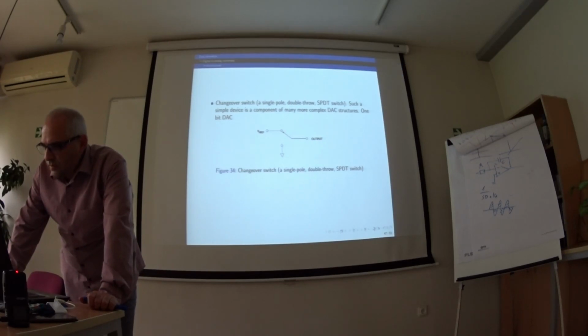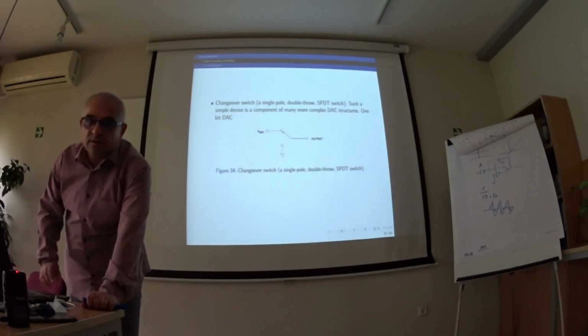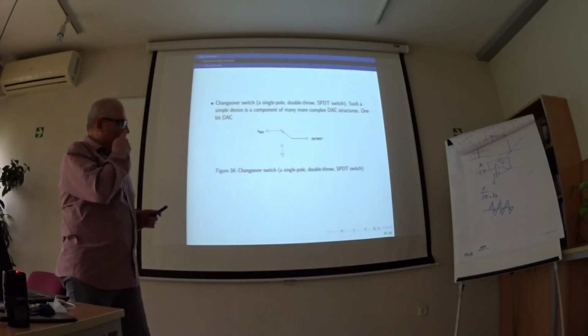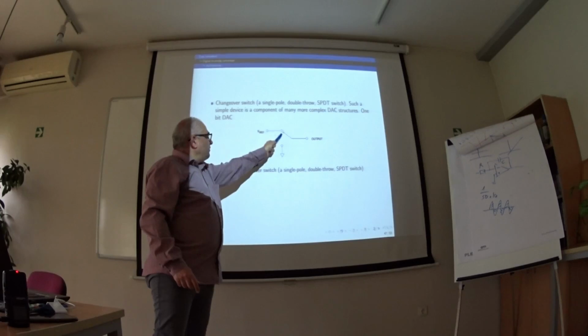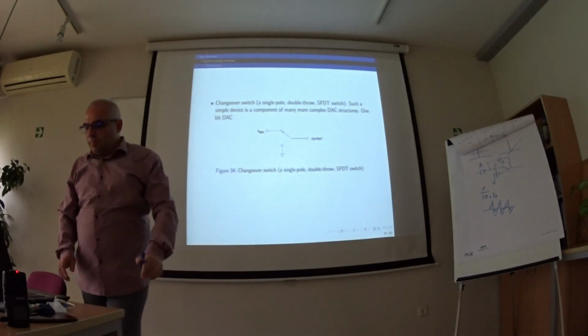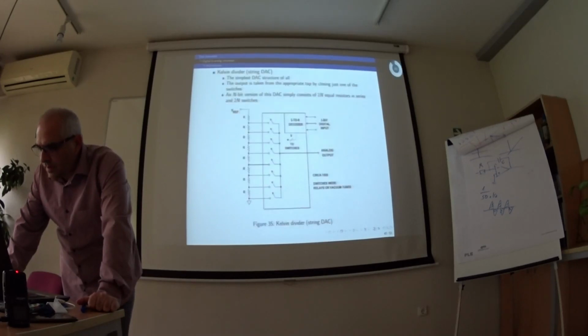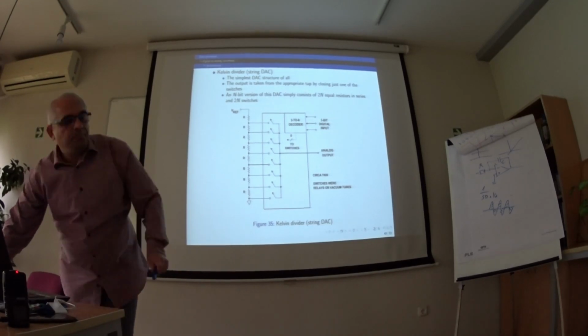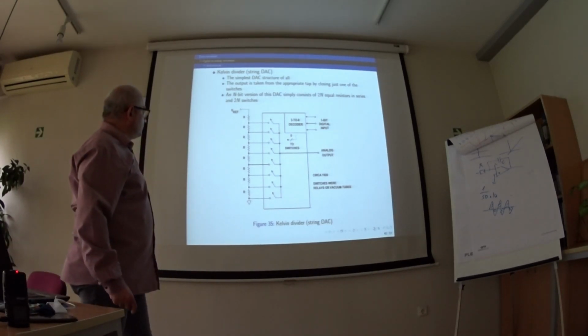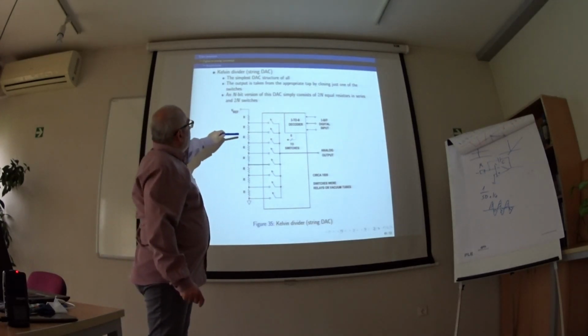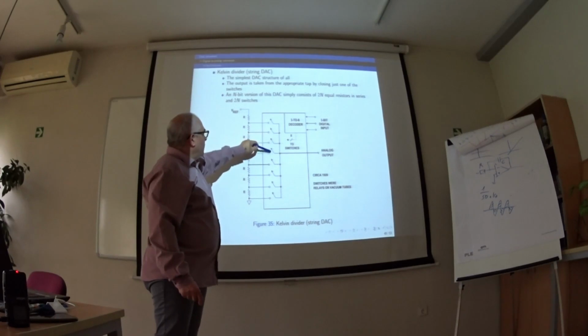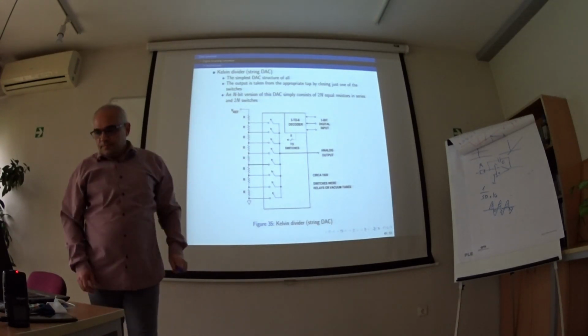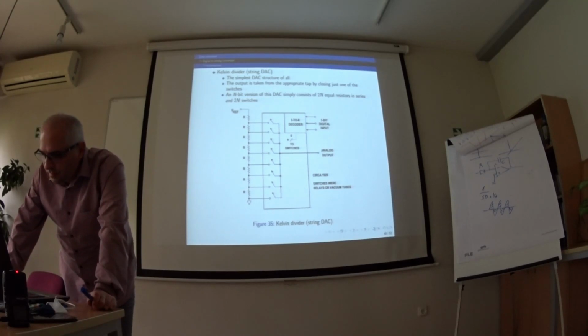Now, several words for the digital to analog. This is the simplest digital to analog converter, just a switch, reference or zero voltage, a 1 bit digital to analog converter. And the next architecture is the Kelvin divider. We have a voltage divider, which is switched to the output by one of these switches, which are controlled by the input code.